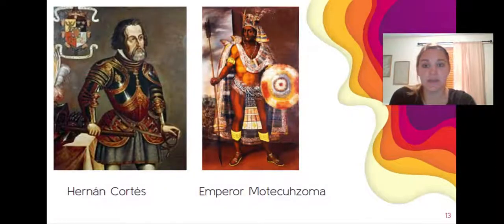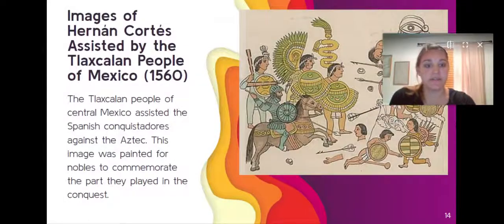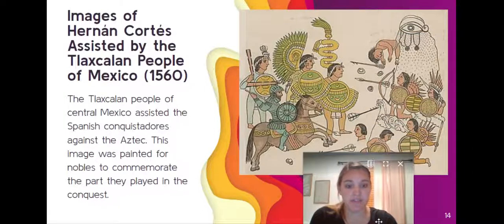So here you can see some images of Hernan Cortes and the Emperor Moctezuma. Here is an image that demonstrates the aid of the Tlaxcalan people of Mexico. They drew a series of images to commemorate the part they played in the conquest. So it's important to note, it's not just Cortes and his 600 soldiers against the Aztec. It is with the assistance, the allyship of groups in the region.